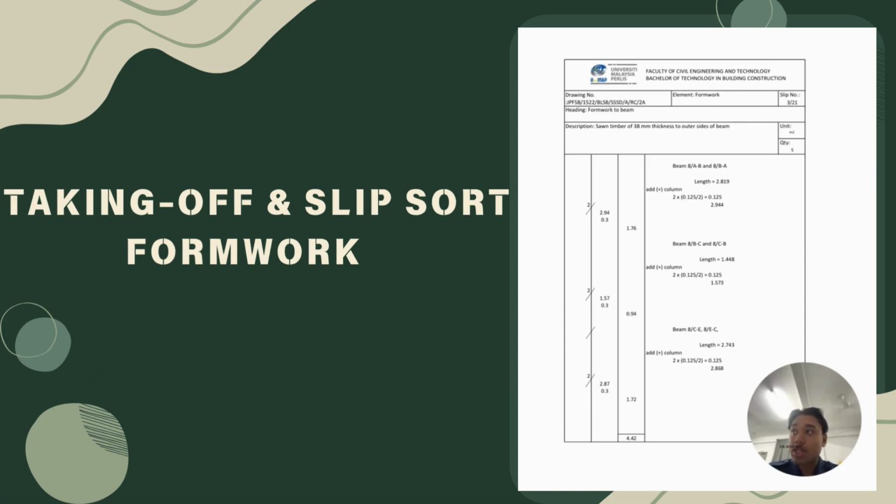So we need to total up the three items that we got. It will be 4.42. Then we need to round off to a quantity of 5 meters square.